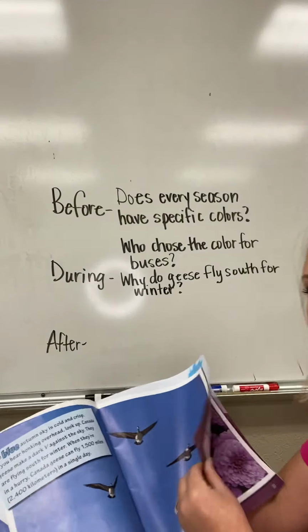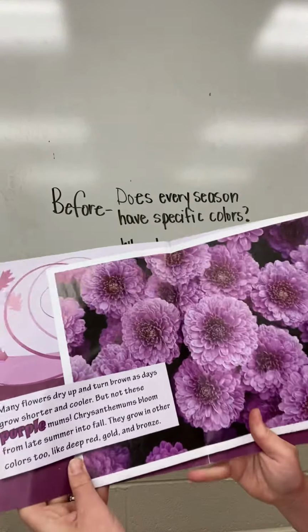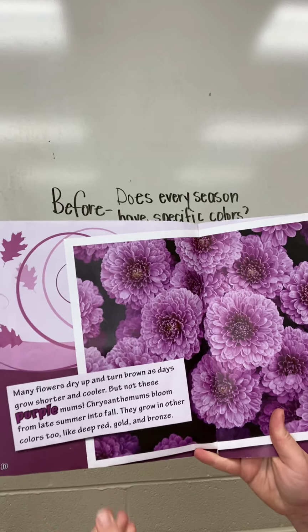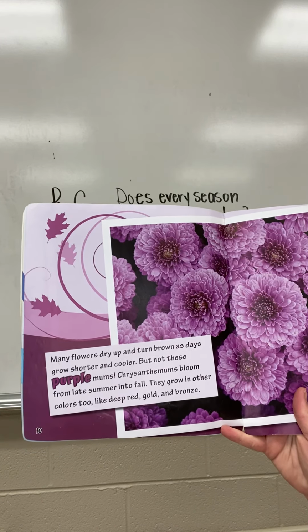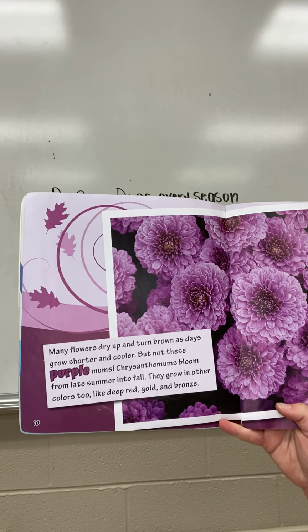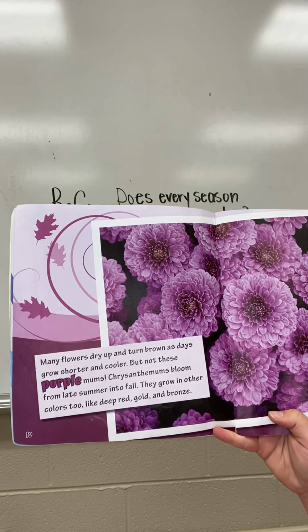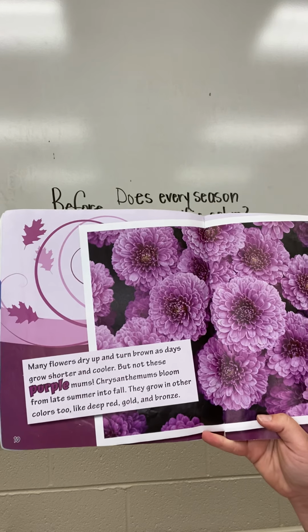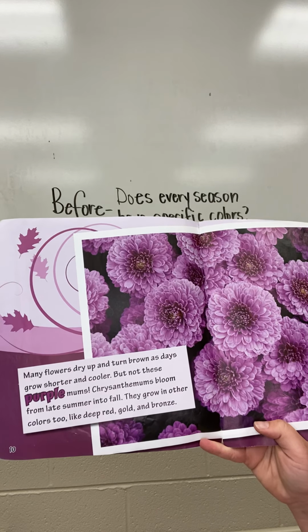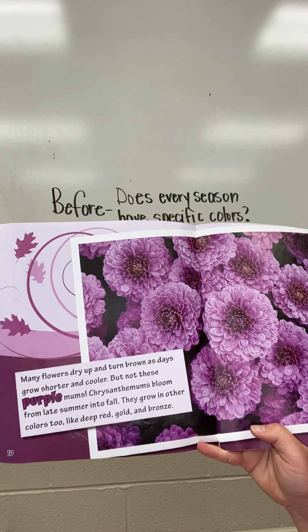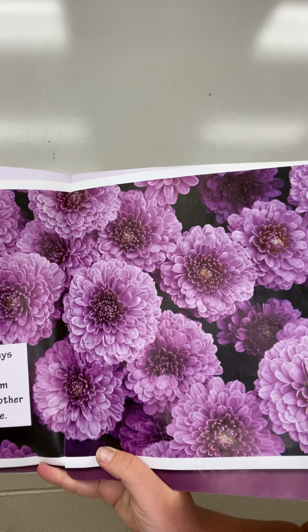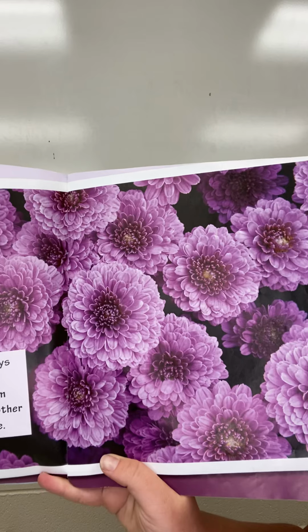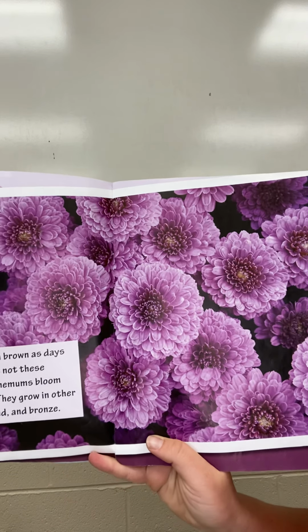Let's continue reading. Many flowers dry up and turn brown as days grow shorter and cooler, but not these purple mums. Chrysanthemums bloom from late summer into fall. They grow in other colors too, like deep red, gold, and bronze. Look at that beautiful purple color, boys and girls. Wow.